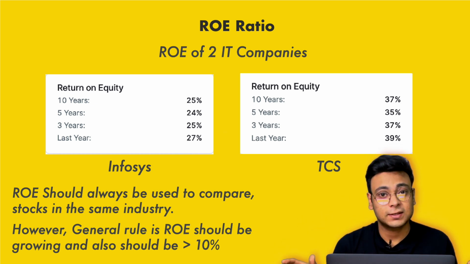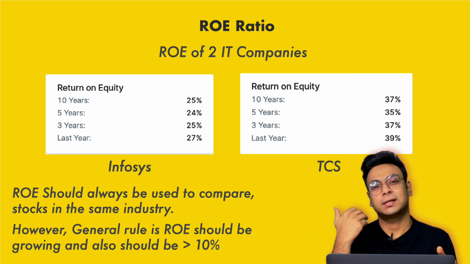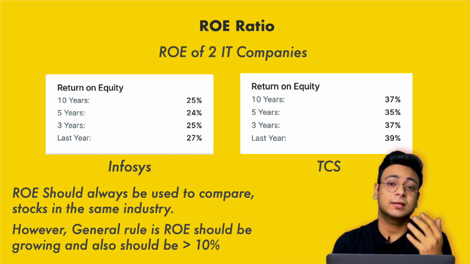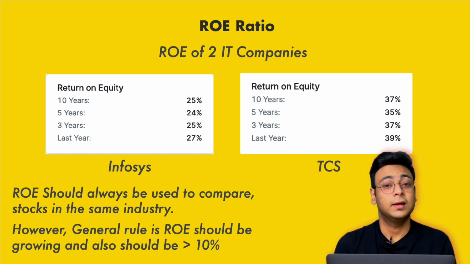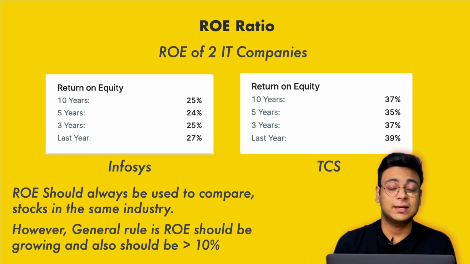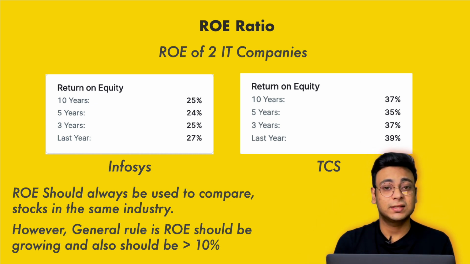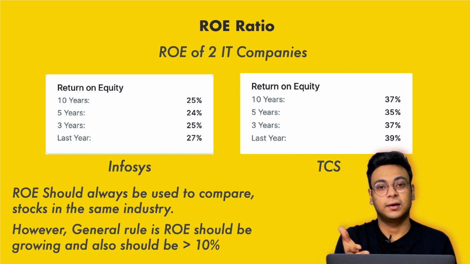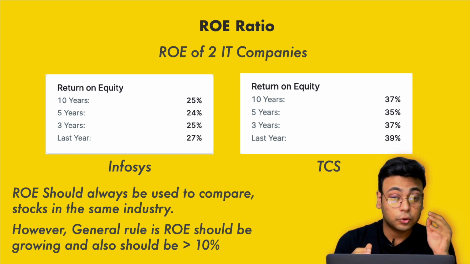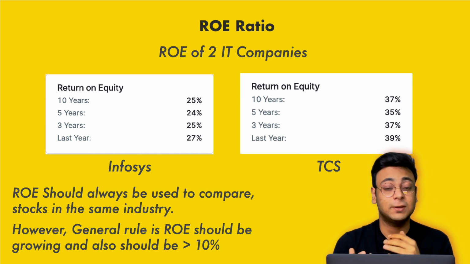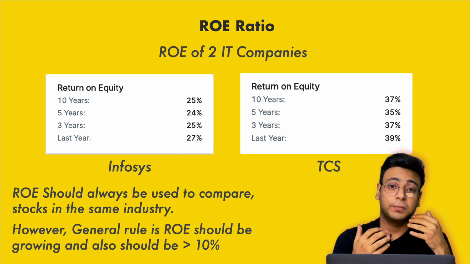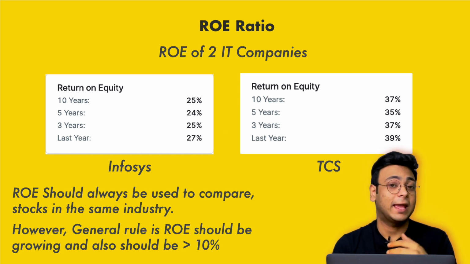Why? Because in the peer section, when we compare Infosys, TCS, Wipro, all the IT companies, TCS has the highest return on equity. Now you can easily see the return on equity of a company on the Screener.in website. In the profit and loss section, you'll see there's a box which has 10 years return on equity, 5 years, 3 years, and last year return on equity given there. Now the rule of return on equity is that it should always be compared within the same industry. And another rule is it should be growing and should be above 10%.